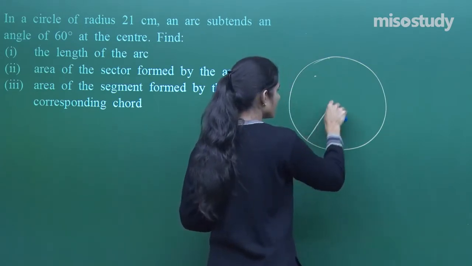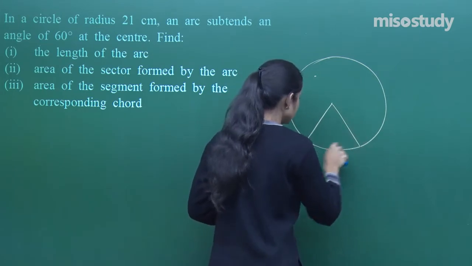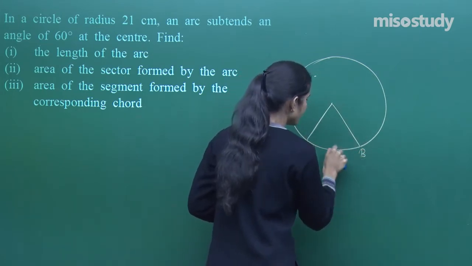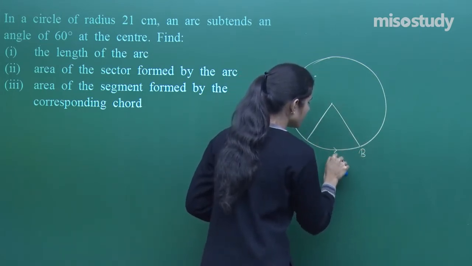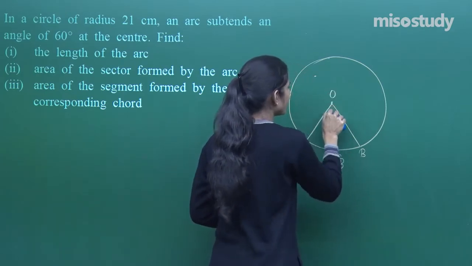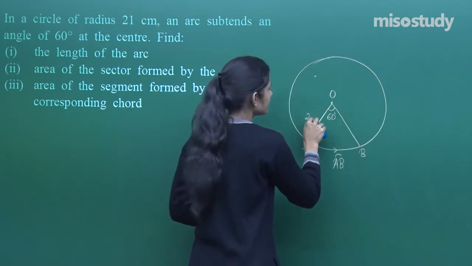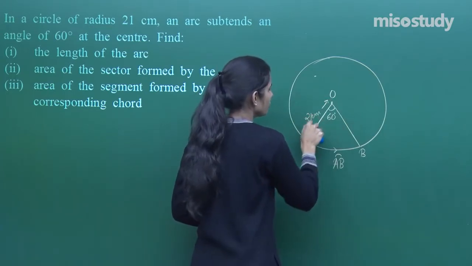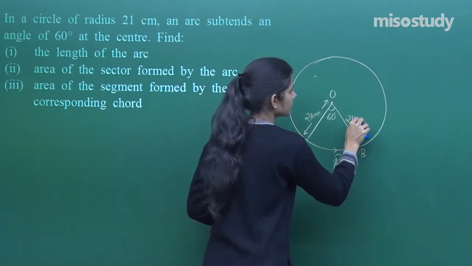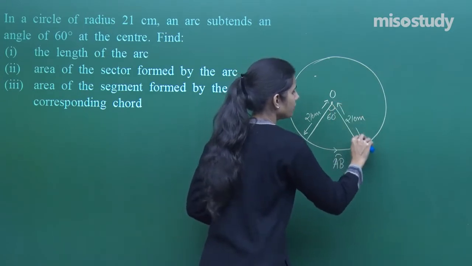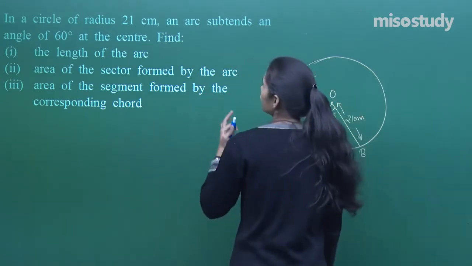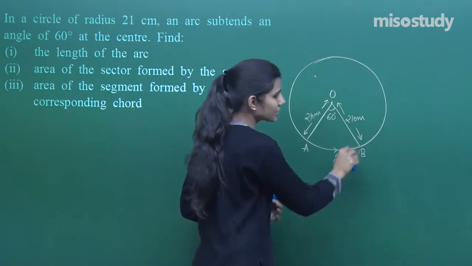Say this is A, this is B, and actually it is the AB arc which is subtending an angle of 60 degrees at the center of the circle, whose radius is given as 21 centimeters. So OA is 21, OB is 21. Find the length of this arc AB.